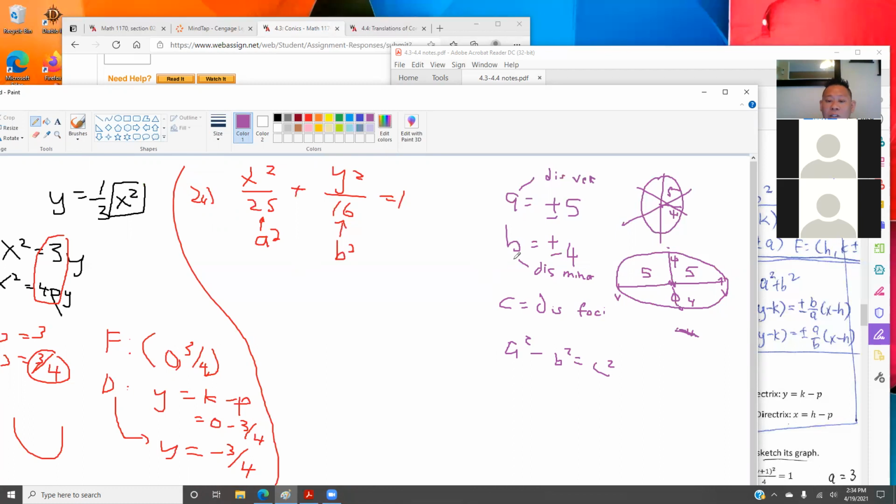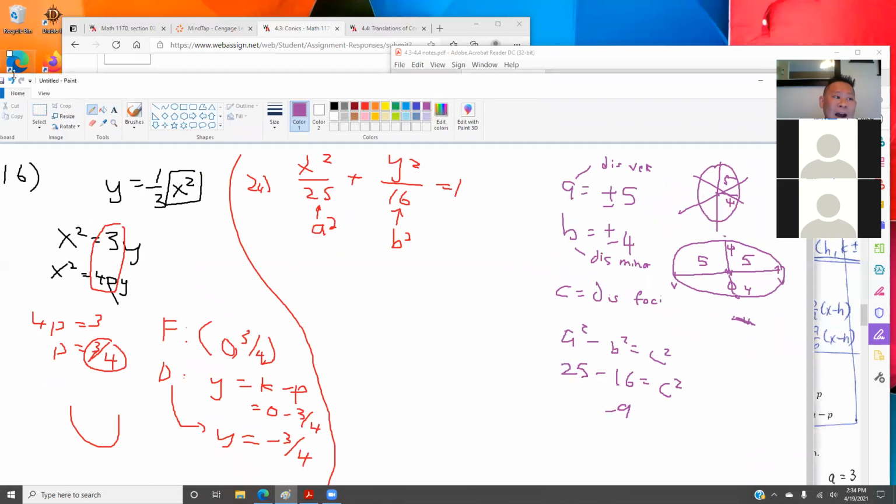So what you do here is substitute your a squared, which is 25, and your b squared, which is 16, and that equals c squared. So this is going to be 9. If you find out this is -9, that means you switch those two around, because a is always greater than b. So when you subtract these two, your answer should always be positive. If you end up with -9, something is wrong, because when you take the square root of c squared, you cannot have a negative. So if you do have a negative here, automatically we know it's wrong. So c in this case is going to be plus or minus 3.